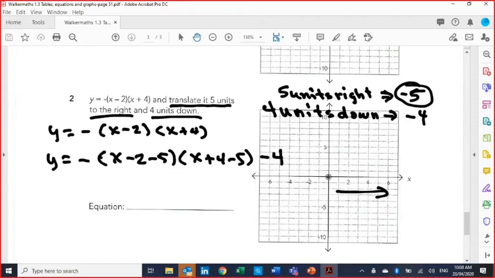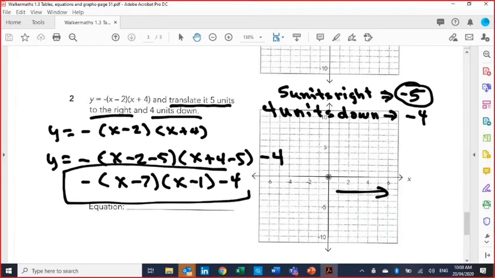Now it's just a matter of simplifying it. Negative 2 minus 5 is negative 7. x plus 4 minus 5 gives us x minus 1, and it's still x minus 4. So if we move it according to those directions, that's our new equation. Okay?